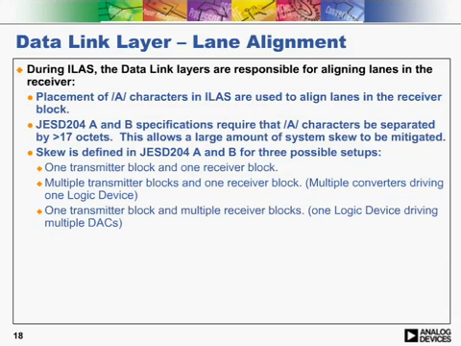So during the initial lane alignment sequence, the data link layers are responsible for aligning the lanes in the receiver. The placement of A control characters are used to align the lanes in the receiver. The JESD204A and B specifications require that the A control characters be separated by at least 17 octets. This mitigates the effect of a large amount of system skew. And in 204A and B systems, skew is defined in 3 possible scenarios. The first, with one transmitter block and one receiver block. Second, with multiple transmitter blocks and one receiver block. And the third, with one transmitter block and multiple receiver blocks.